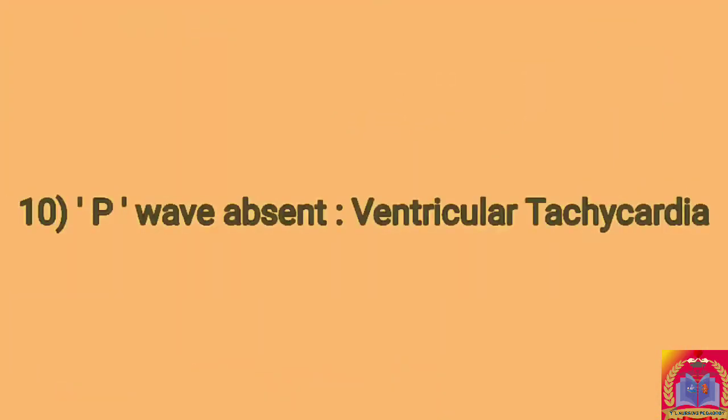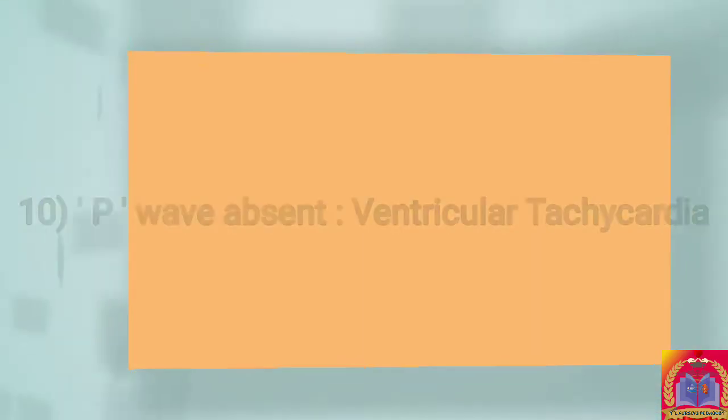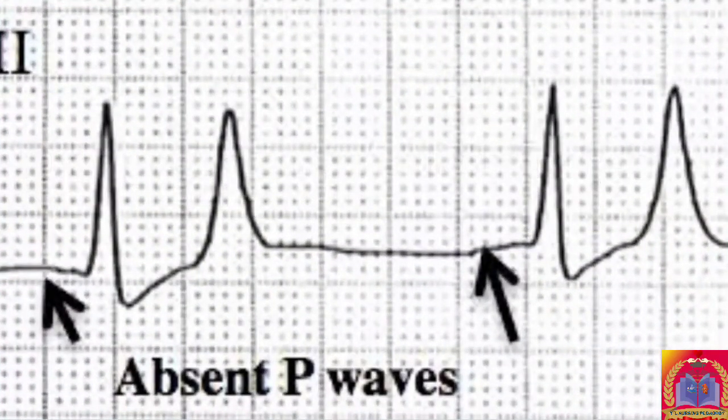So let's move on to the last point, P wave absent, which represents ventricular tachycardia. So in the ECG, there is absence of the P wave and it is ventricular tachycardia.